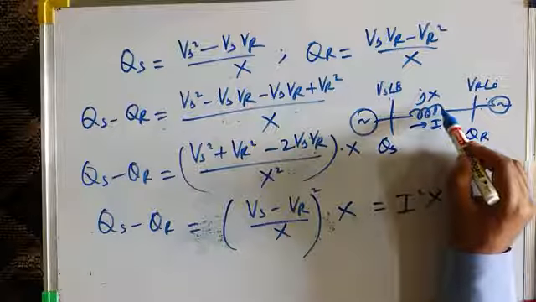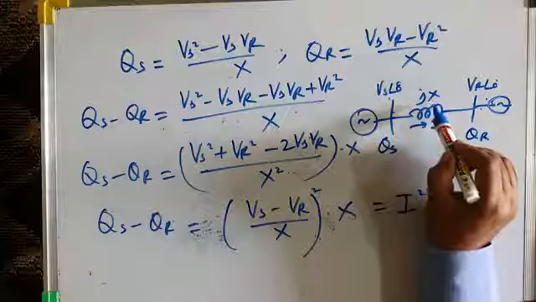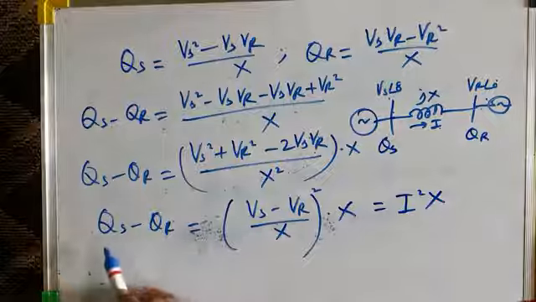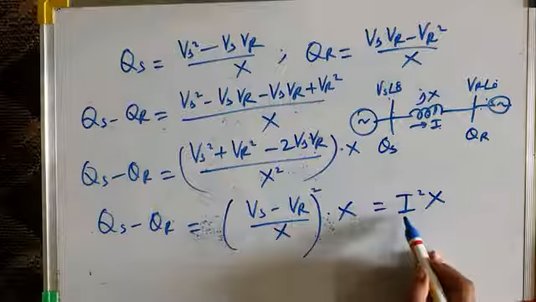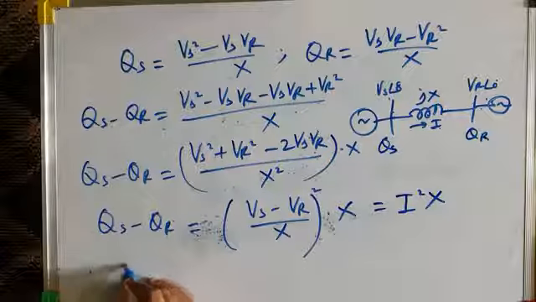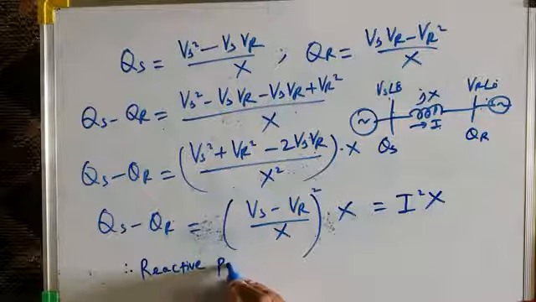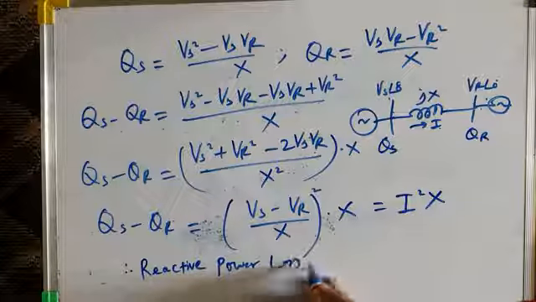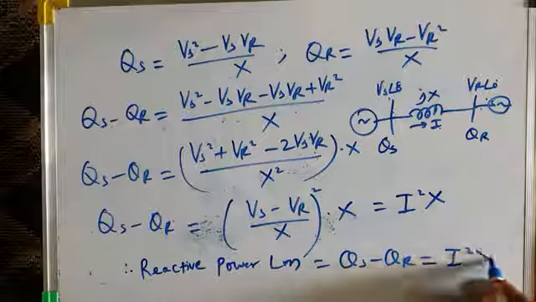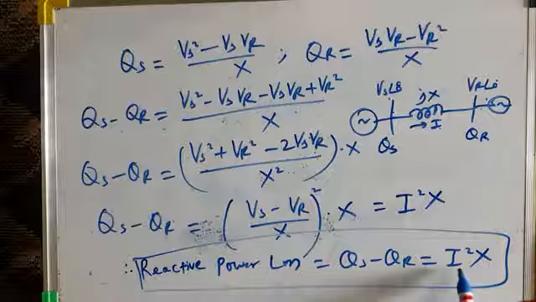The transmission line has a certain inductive reactance, jX, and this inductive reactance also absorbs some small amount of reactive power. That reactive power is given by Qs minus Qr, and it comes out to be equal to I square X. It is called reactive power loss. So reactive power loss is equal to Qs minus Qr, which is equal to I square X. Just like active power loss is I square R, similarly reactive power loss is I square X.